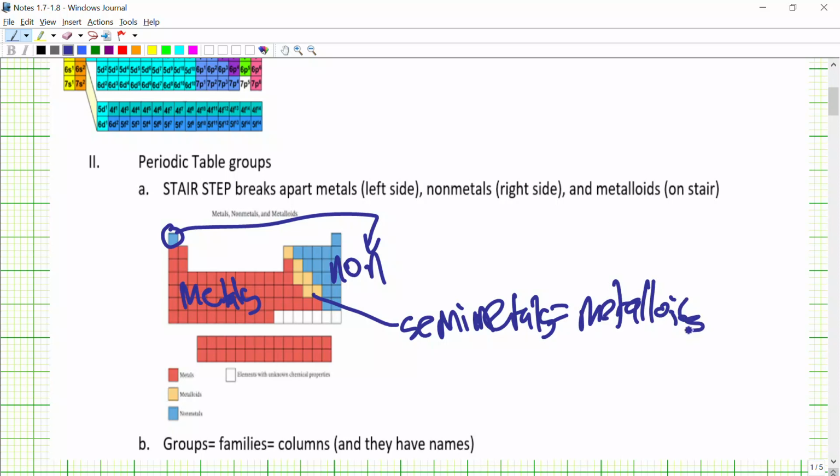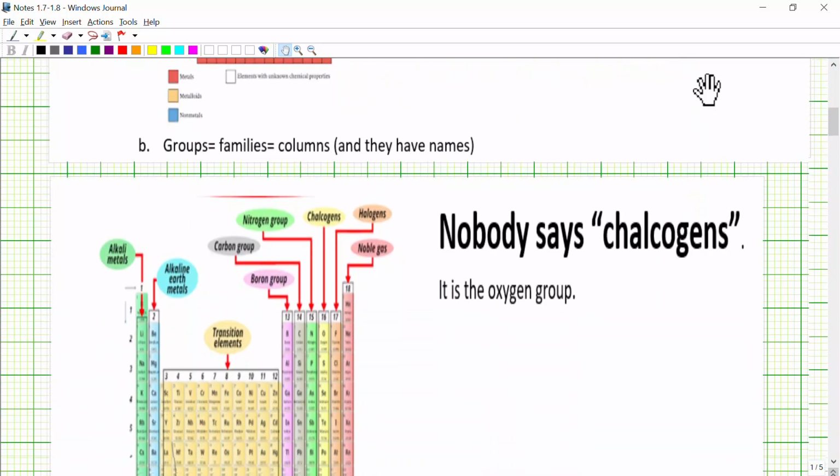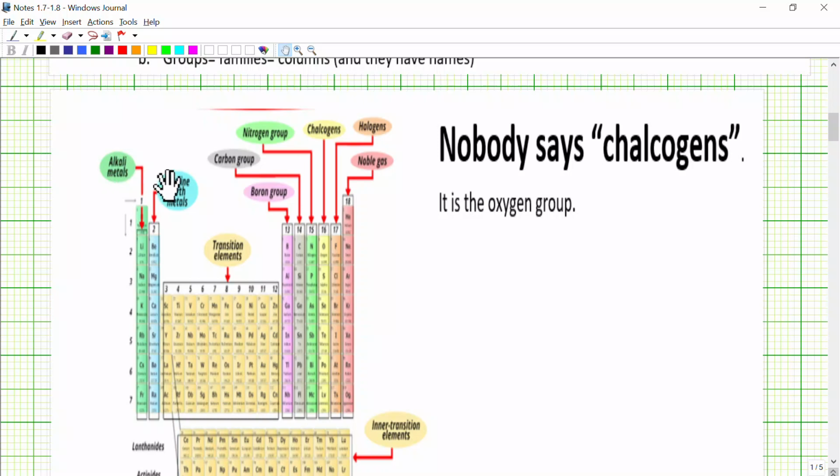Groups are families and columns, and those are all the same thing. And they have wonderful names. So, alkaline metals, alkaline earth metals, carbon group, boron group, nitrogen group.